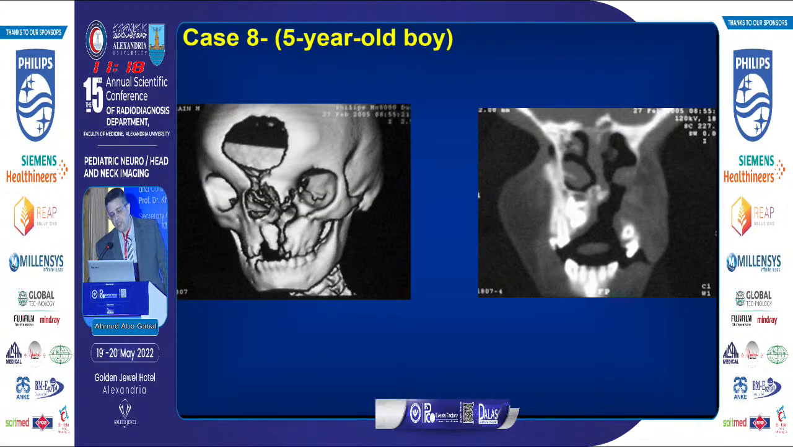So this is a nice case for another type of deformity. Here what we see is a very large facial cleft extending through the maxilla, palate, nasal bone, ethmoid, and extending to the frontal bone. And it is well seen here in the coronal, involving all the nasal bone up to the frontal bone.